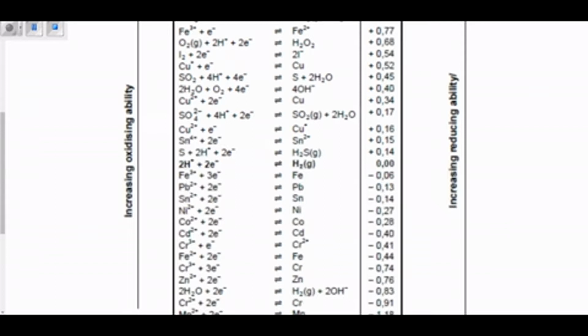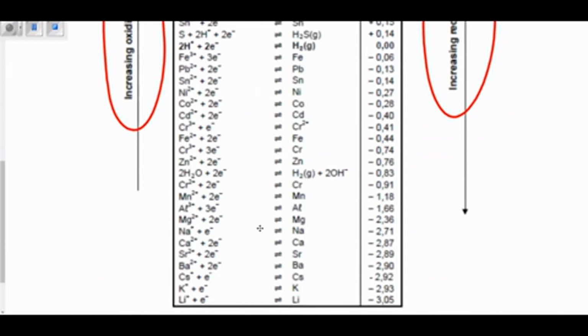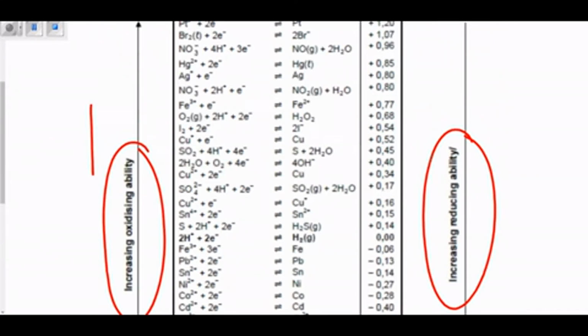Let's check this arrow. What does this mean? Increasing oxidizing ability, and on the other side you would see increasing reducing ability. This arrow here is pointing up, and this one here is pointing down. What is the implication of this line pointing up and pointing down?